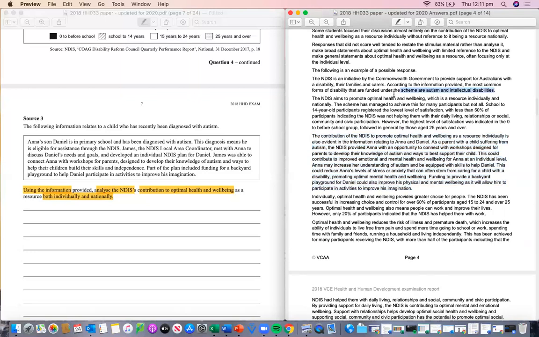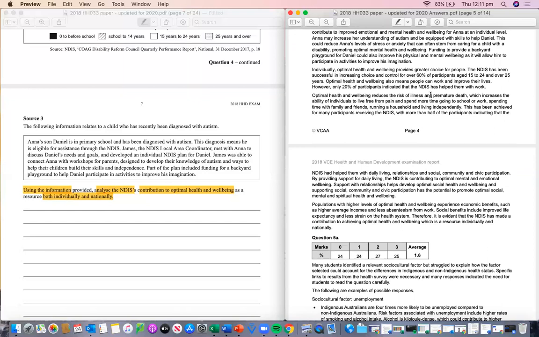One mark would come from actually explaining the NDIS, all right? And again, you would probably receive a mark here by using the information provided. So within here, you would probably find 2 marks. There'll be 2 marks here also.